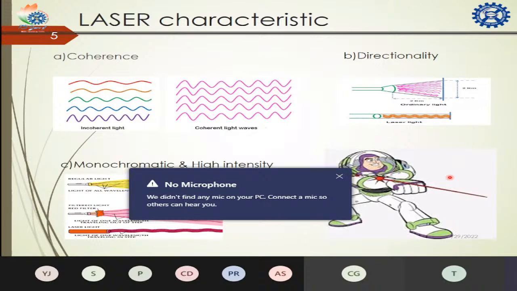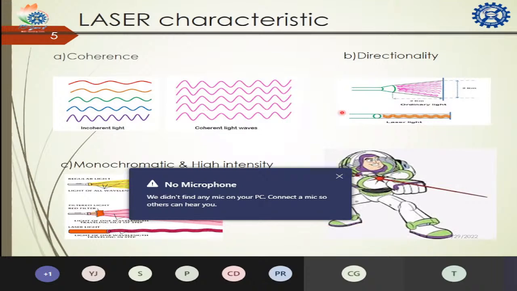It has to be coherent. As you see from these pictures, the left shows incoherent light, which has different phase relations. And the right picture is a coherent light wave, so it has to be very coherent. This is one of the special characteristics of laser.